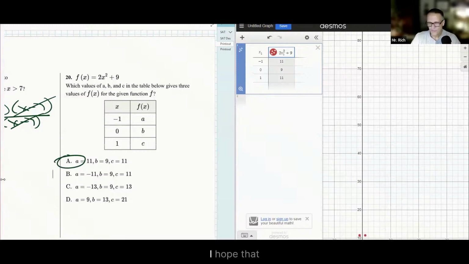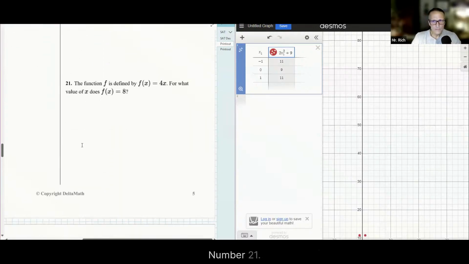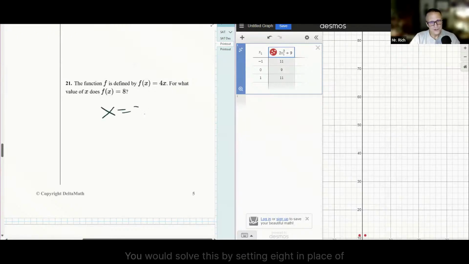Okay, students, I hope that you're finding that interesting and helpful. Number 21, the function f is defined by f of x equals 4x. For what value of x does f of x equal 8? I know that this is 2, all right? You would solve this by setting 8 in place of that.